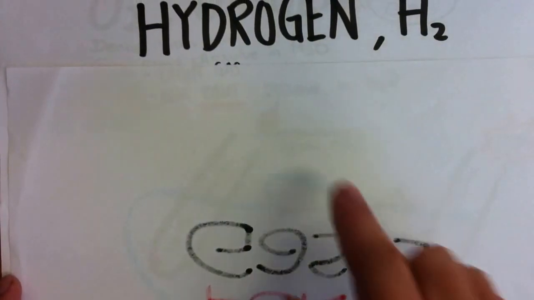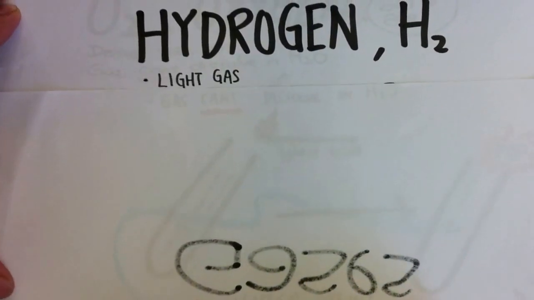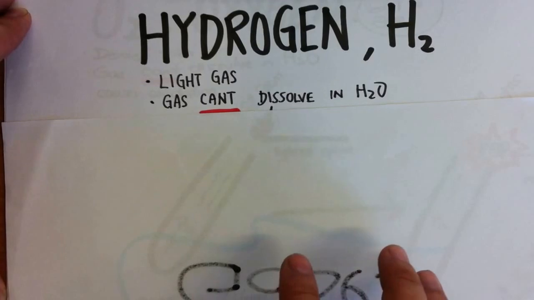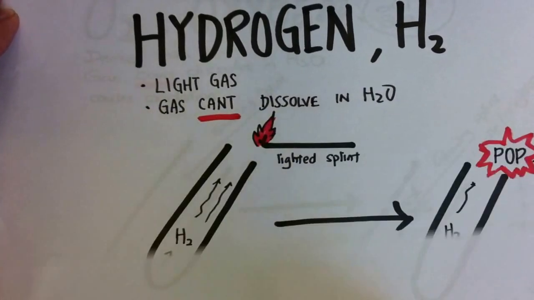First gas we want to talk about is hydrogen gas. Okay, we need to know some properties about hydrogen gas. Hydrogen gas is a light gas. Hydrogen gas can't dissolve in water. Okay, hydrogen gas is also a combustible gas. So this is how we test.